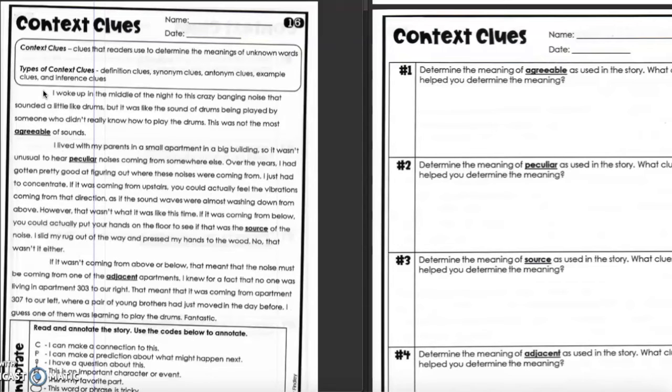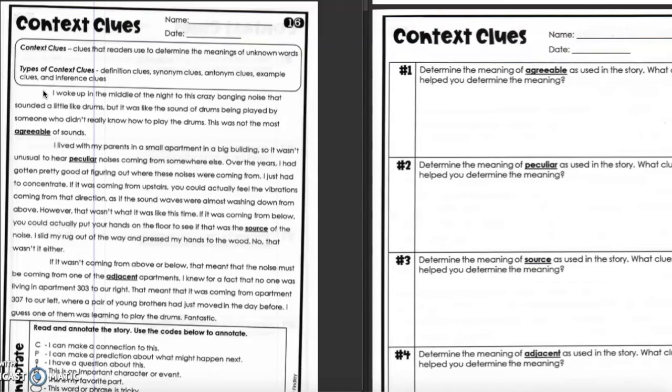If it wasn't coming from above or below, that meant the noise must be coming from one of the adjacent apartments. I knew for a fact that no one was living in apartment 303 to our right. That meant it was coming from apartment 307 to our left, where a pair of young brothers had just moved in the day before. I guess one of them was learning to play the drums. Fantastic. All right, jump on over to our questions.